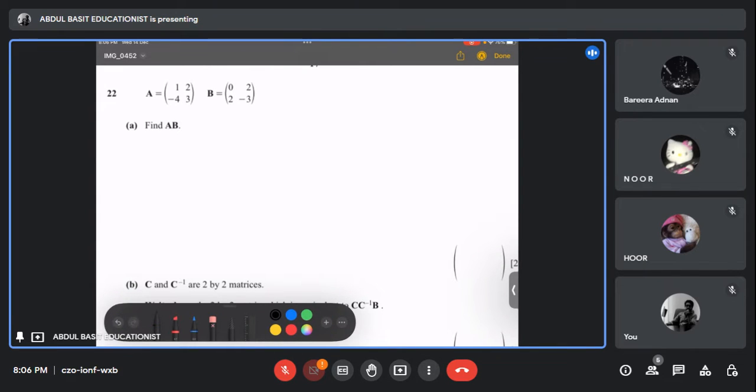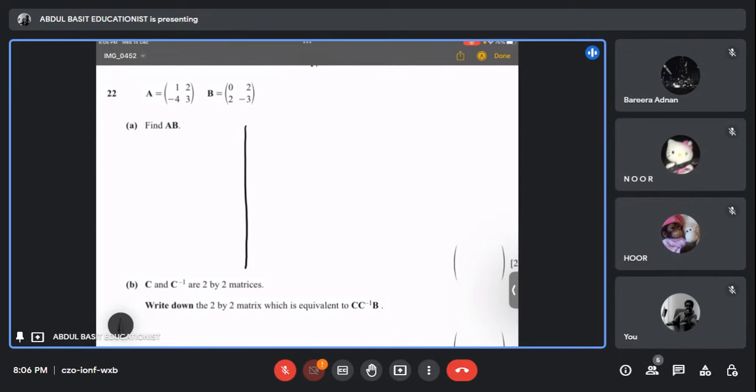Noor and Hoor, who were not present yesterday, I told everybody, and I hope you watched yesterday's lesson as well, that multiplication has a condition: there should be an equal number of columns in the first matrix and an equal number of rows in the second matrix. We can see that there are two columns in matrix A and two rows in B, so AB is possible. It means we can multiply them. Is this clear? Yes, sir.